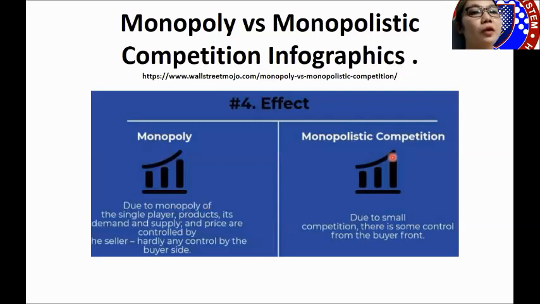While in monopolistic competition, due to small competition, there's some control from the buyer side. So here, again, in monopoly, the buyer has no control, while in monopolistic competition, there is some control from the buyer in terms of pricing.